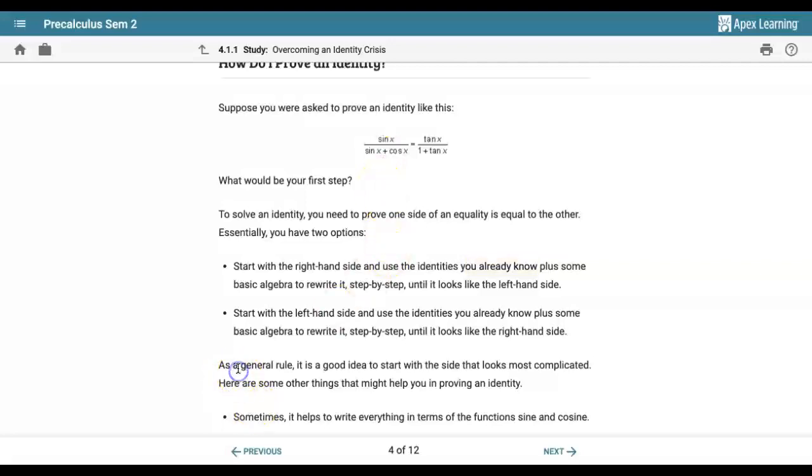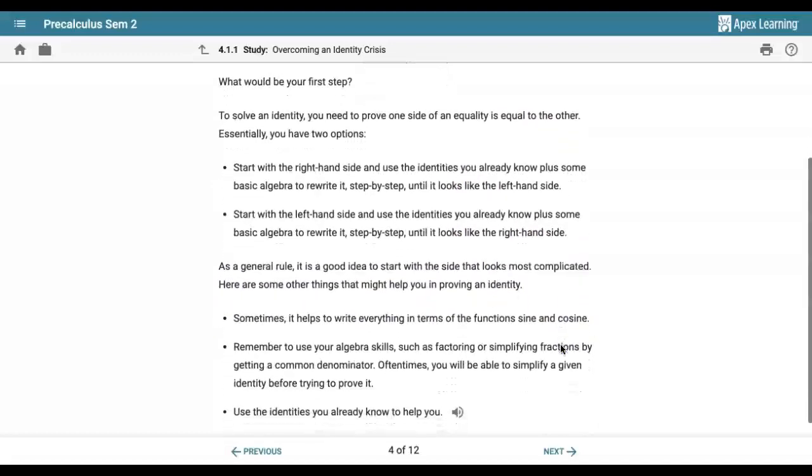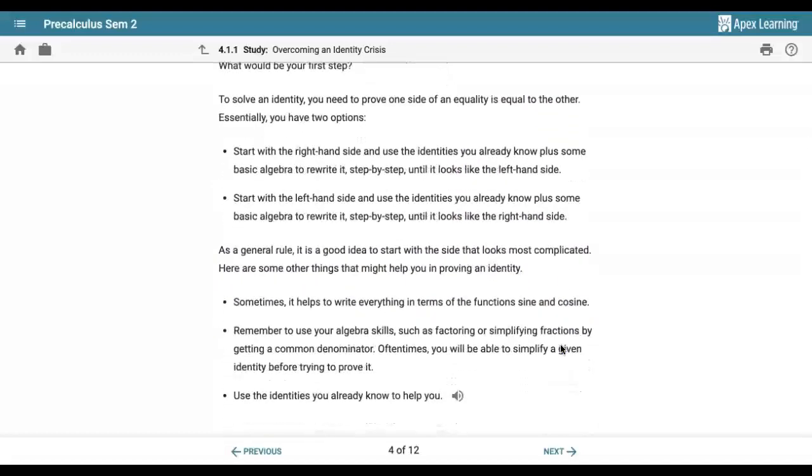As a general rule, it is a good idea to start with the side that looks most complicated. It's easiest if you start with the side that looks most complicated. I wholeheartedly agree with these tips here, so let's take a second to read them out. Sometimes it helps to write everything in terms of sine and cosine. It 1000% does, because remember, those are the easiest ones we know how to manipulate. Even tangent we can write as sine and cosine. So those are the easiest ones if you write everything in terms of sine and cosine.